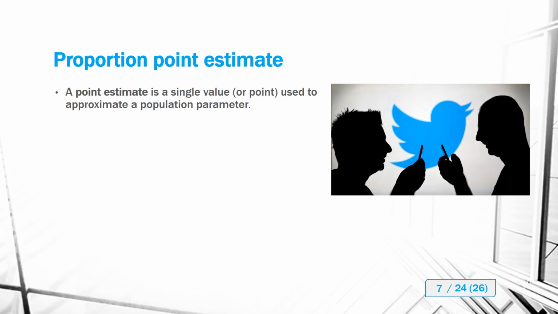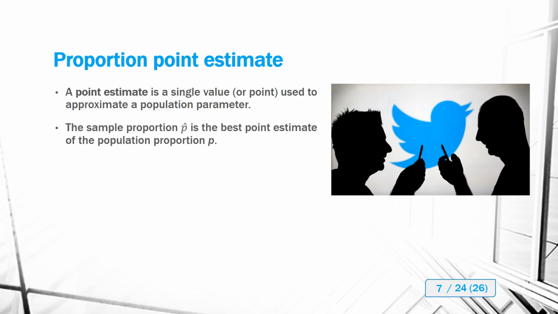So to start with, let's talk about point estimates. A point estimate is simply a statistician's way of describing a single value or point that's used to approximate a population parameter. A sample proportion, p hat, is the best point estimate of the population proportion p. Again, proportions are unbiased estimators. So they tend to target the population parameter very well. For that reason, the sample proportion p hat is the best point estimate for the population proportion p.